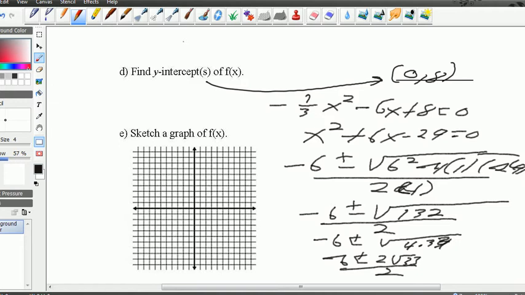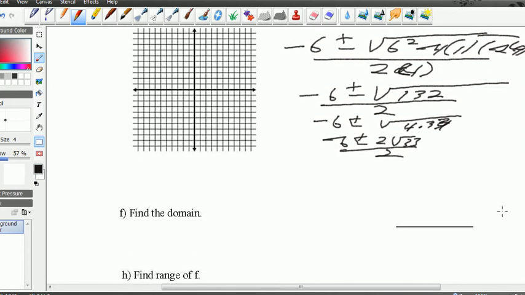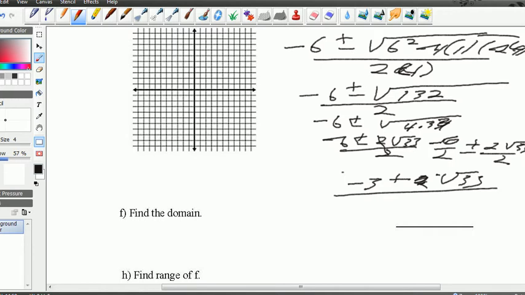Let me go back and check my answer to make sure that's good. It looks a little funny. Minus 3 plus 2... the 2's cancel, the 3's cancel because that's 6 over 2, and plus or minus 2 square root of 33 over 2. So that gives me minus 3 plus or minus square root of 33. Those should be my roots. Let's hit the pause button for just a second and confirm that.